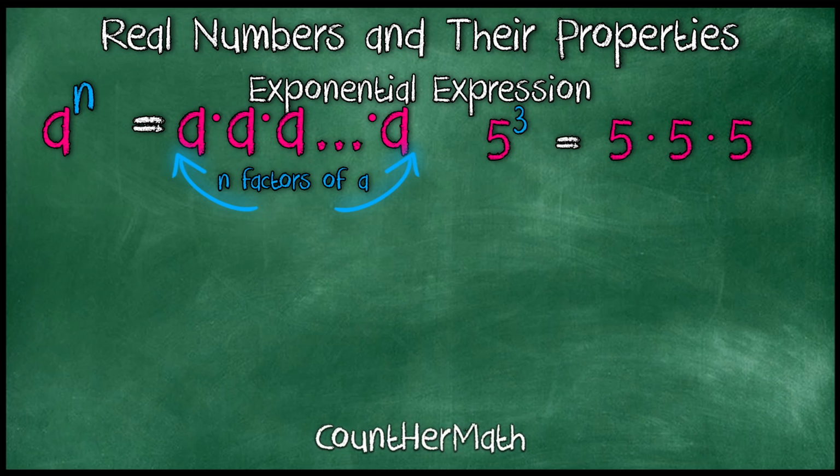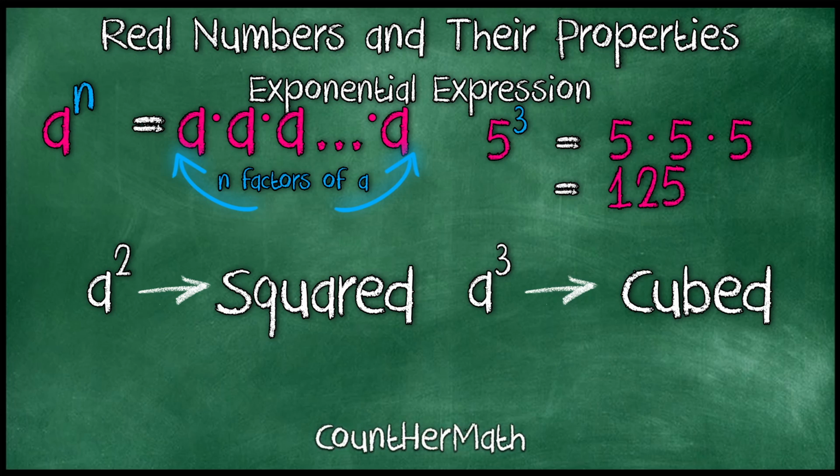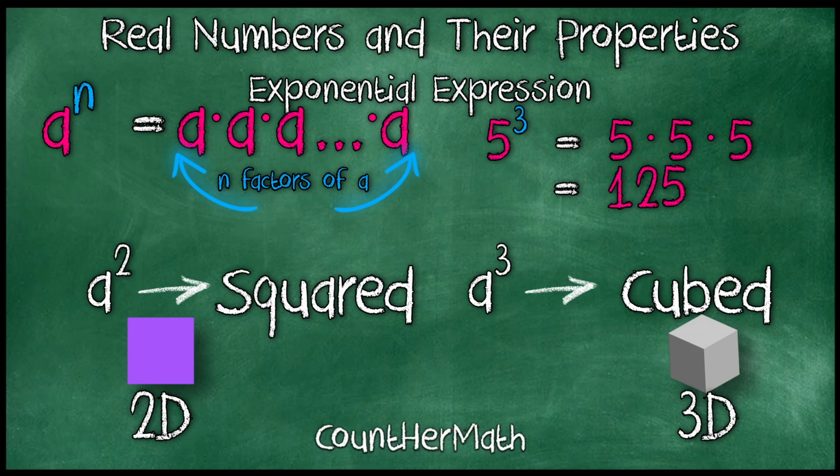When we read this, 5 to the power of 3, we would write 5 times 5 times 5, and that would evaluate to 125. I do want to point out that when something is to the second power, we say it's squared, and when something is to the third power, we say that it is cubed. One trick to remember that is that a square is a 2-dimensional shape and a cube is a 3-dimensional shape. If you have questions specifically about exponents, check out my other video. I'll put a link in the description.